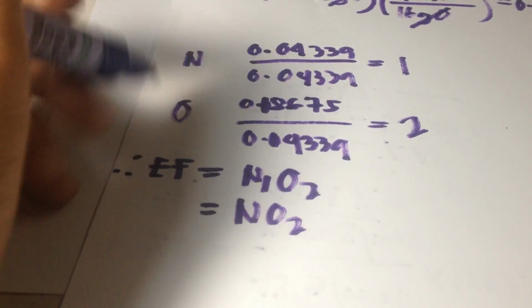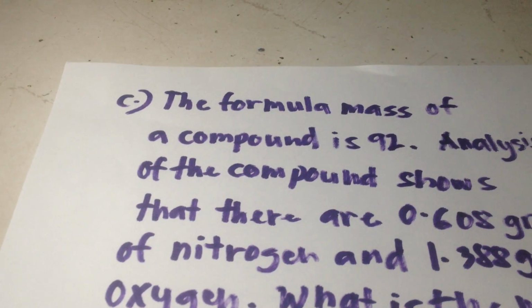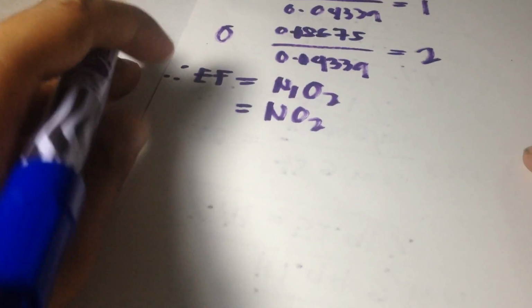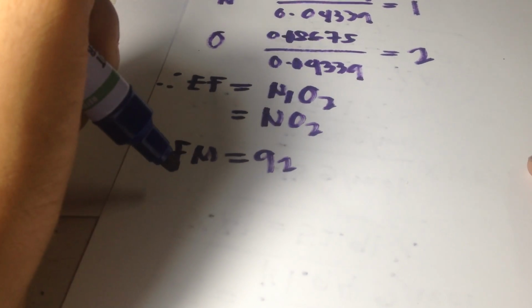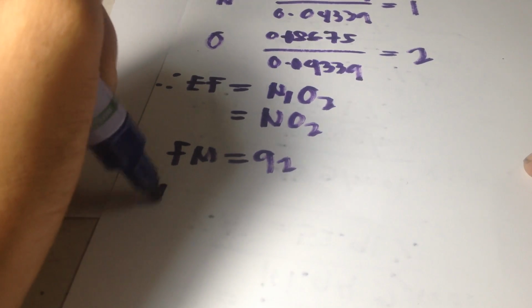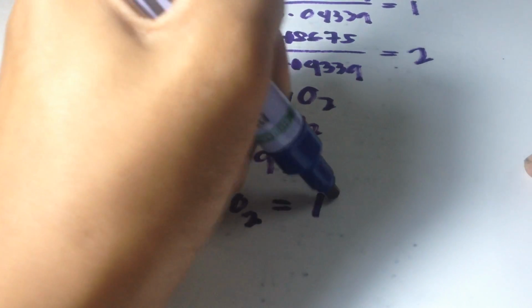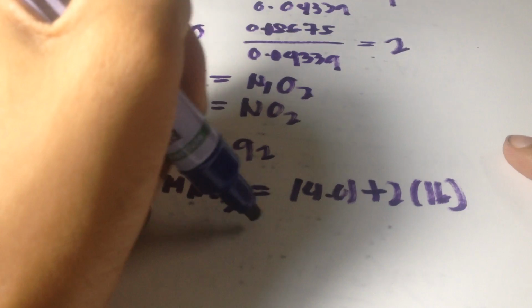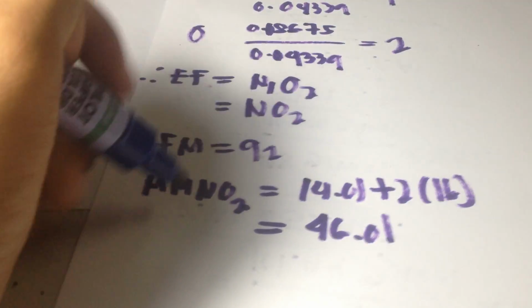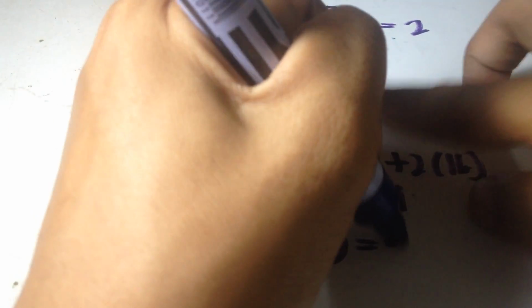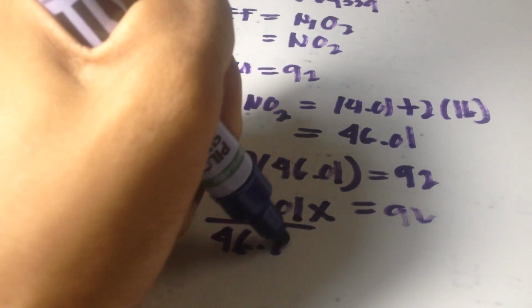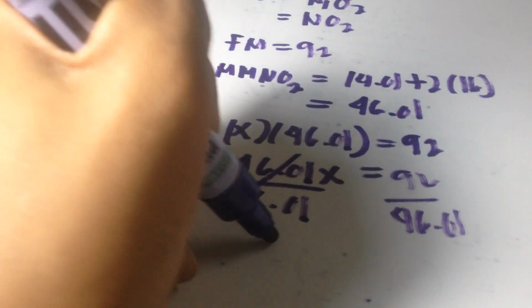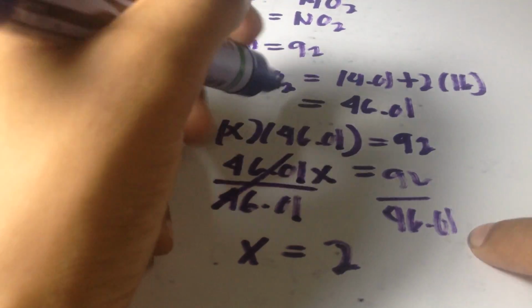So the question is, what is the molecular formula? The formula mass of the nitrogen oxide is 92. So the molecular mass of NO2 is equal to 14.01 plus 2 times 16, which is 46.01. So x times 46.01 is equal to the formula mass, which is 92. So 46.01x equals 92. Divide both sides by 46.01. Cancel out, so x is equal to 2. 92 divided by 46.01 equals 2.